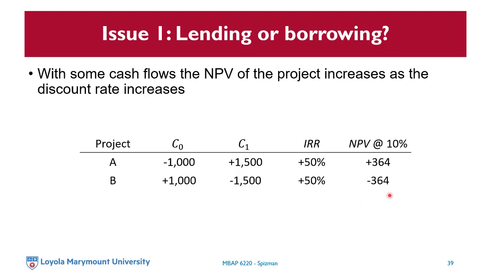And if you were to do an NPV analysis, and I'm just going to use a generic 10%, the NPV analysis will tell you that A is positive, but B is negative. And so you don't want to be the borrower in this situation.